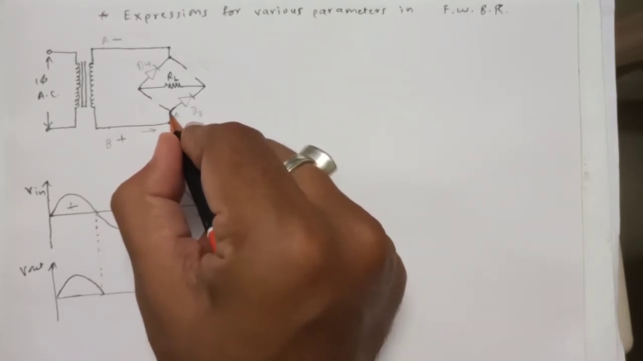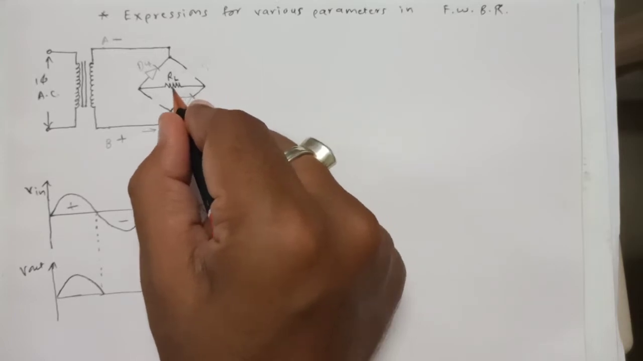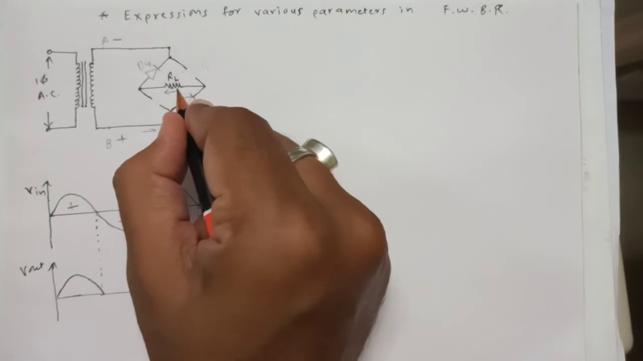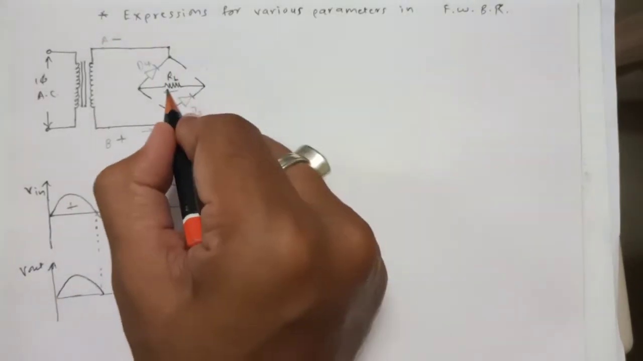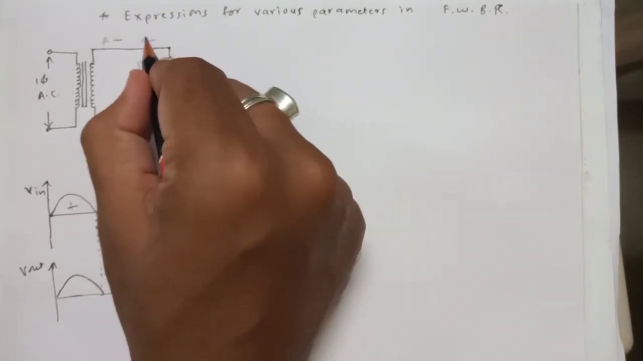After coming here, it will find its path through D3, then from here it will flow through the resistor. You can see the direction of the current is this, which is the same as the direction of the current which was flowing during the positive half cycle. Then it will come here, then D4, and then back to the supply.